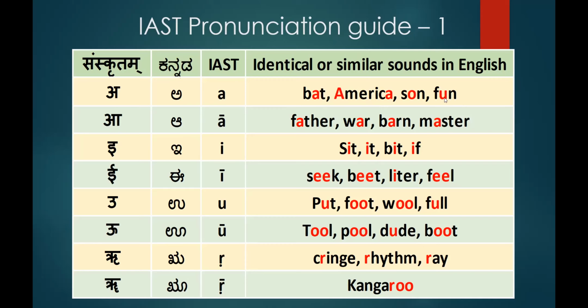While spelling, you will make it U. You will not make it fun, you will say fun. That a sound is the one that is getting captured here. So if you want to know how to pronounce a, you can look at sun, S-O-N, sun, that a sound is coming here. So that is exactly what we mean by the pronunciation guide.